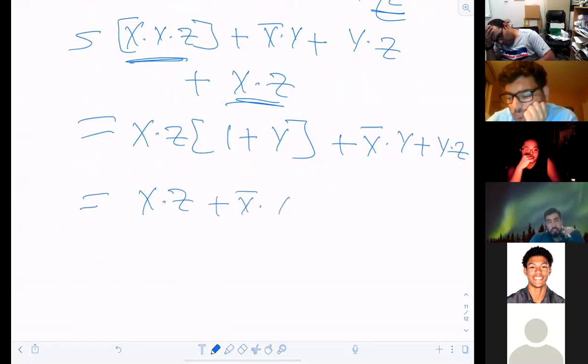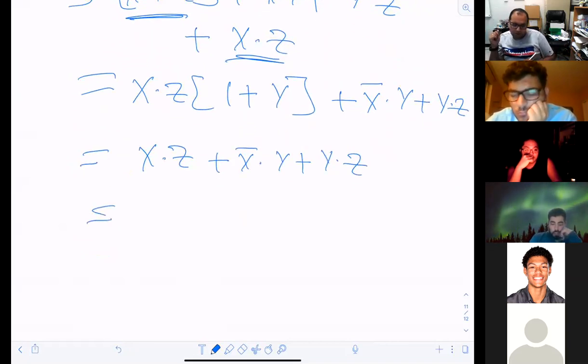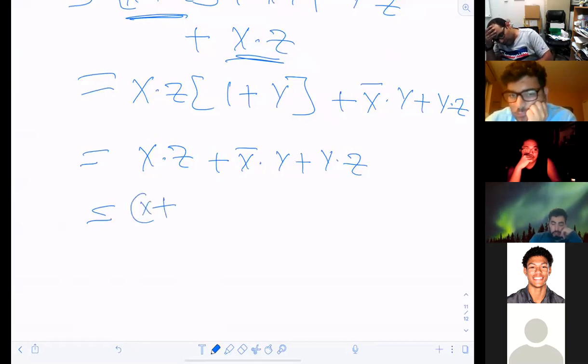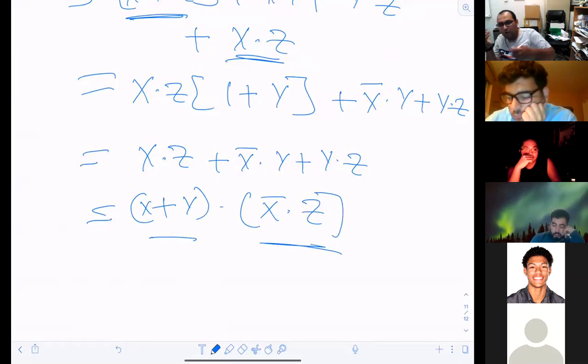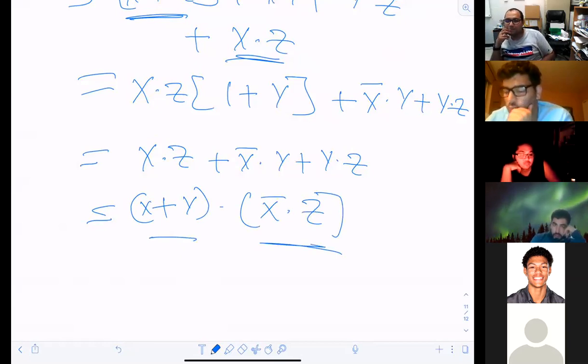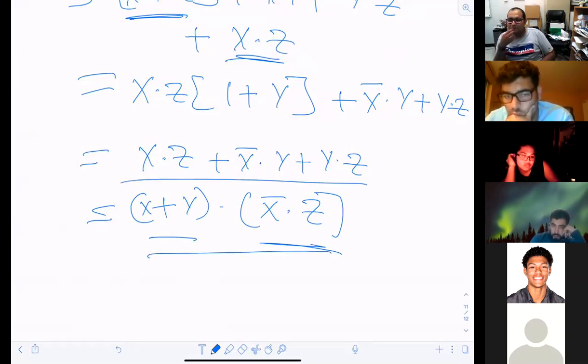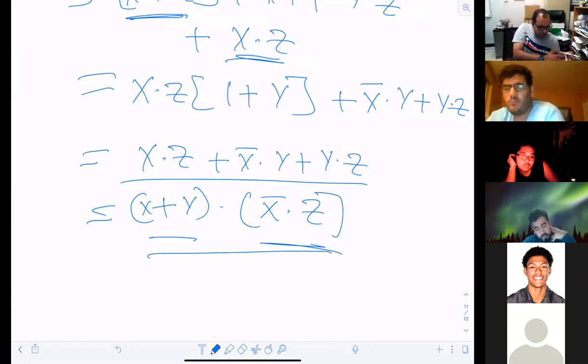x complement y, y complement z, and pretty much using something called duality, you will find out that that will be x, y, or with x complement z. This is the equivalency of the whole entire circuit. Multiply this, you will get that. Sounds good? Let me find you more examples.